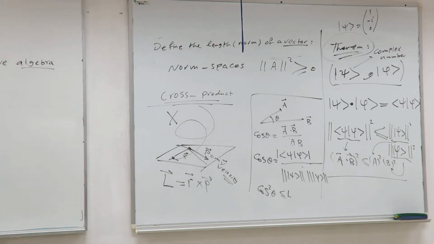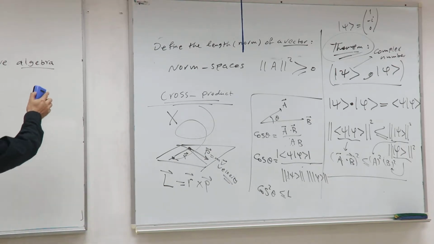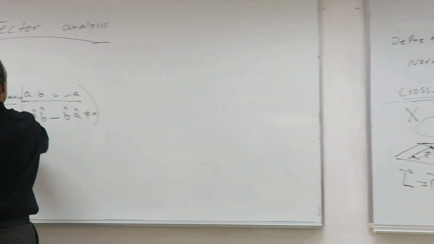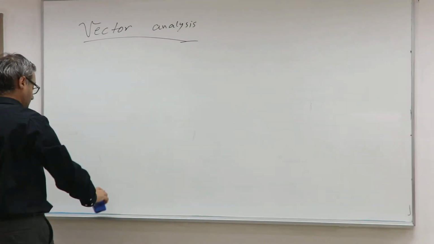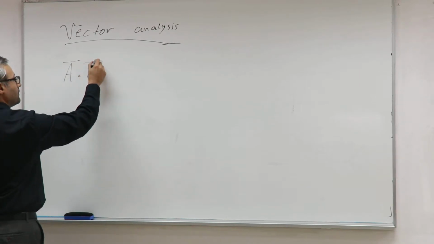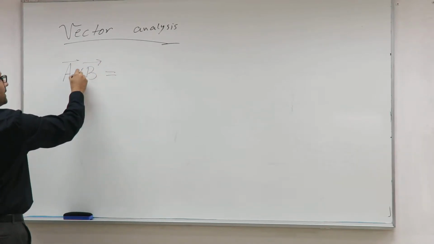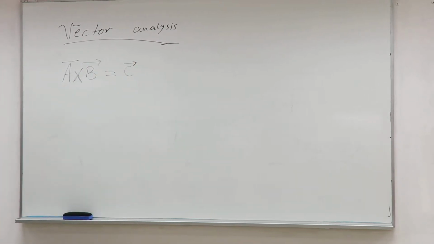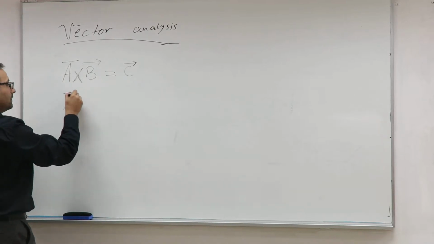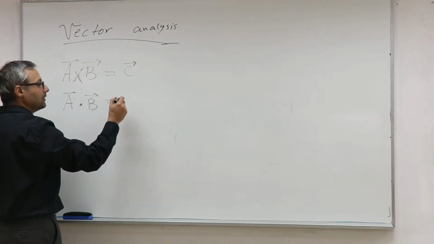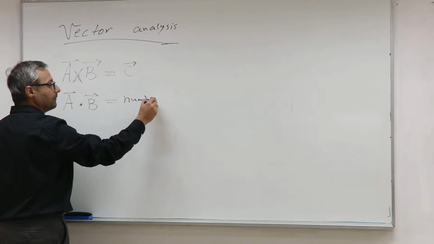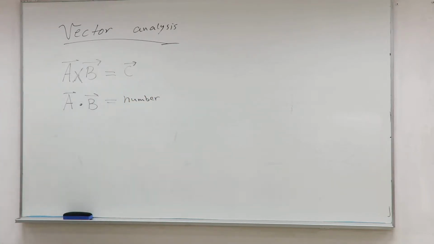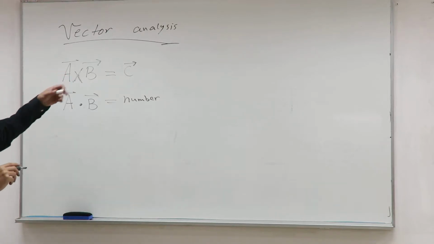So cross product is not inner product, it is a product that is a vector. You have a dot of two quantities that gives you a number. But cross product of two vectors gives you a vector. So I want to just define the vector.